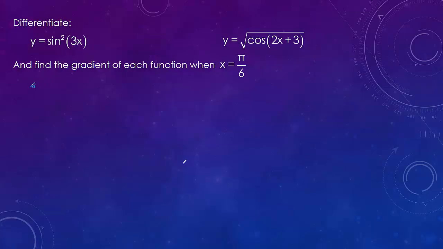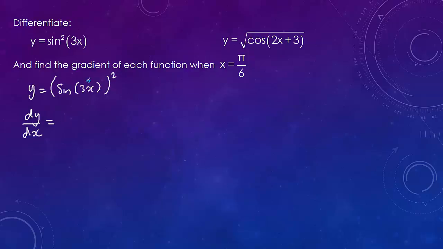So for this one here, now remember that sine squared 3x is a way of writing sine 3x squared. That's what this notation means. So in actual fact, the outside function here is x squared. This is actually a function of a function of a function. So we've got to be really careful with the chain rule here. But it's not too bad if you think about it step by step.